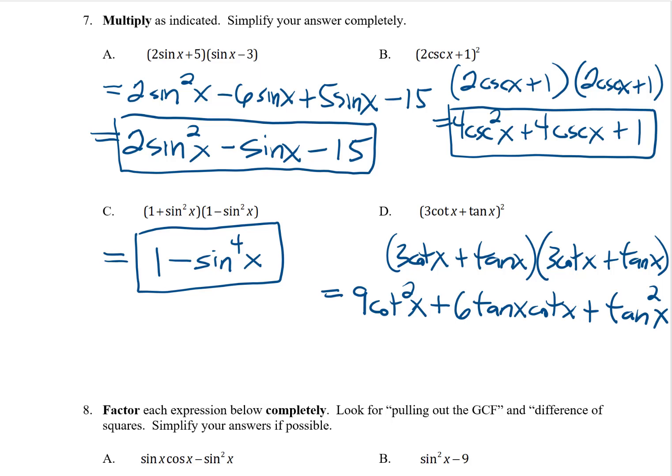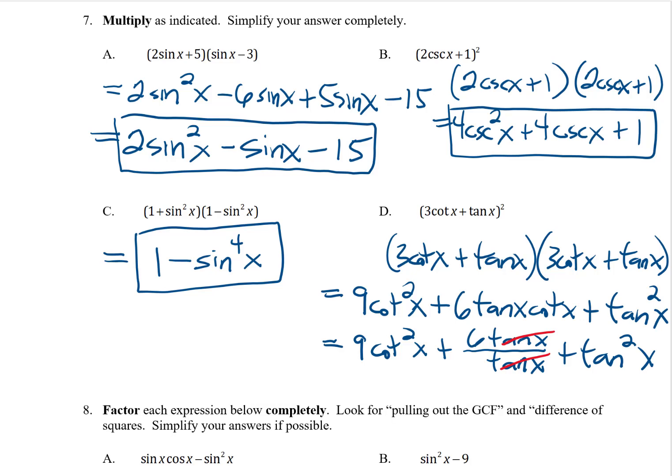At first glance, it certainly doesn't look like this simplifies, but you always have to look carefully with trig functions. The one that does simplify here is that middle term, because what I can do is reciprocate one of those functions to the bottom. So for example, I have 6 tangent x. If I take cotangent x and reciprocate it to the bottom, it becomes tangent x, and then those tangent x's cancel out. So that middle term is actually just equal to 6. I can't really do anything with the rest of it, but my final answer is going to be 9 cotangent squared x plus 6 plus tangent squared x.